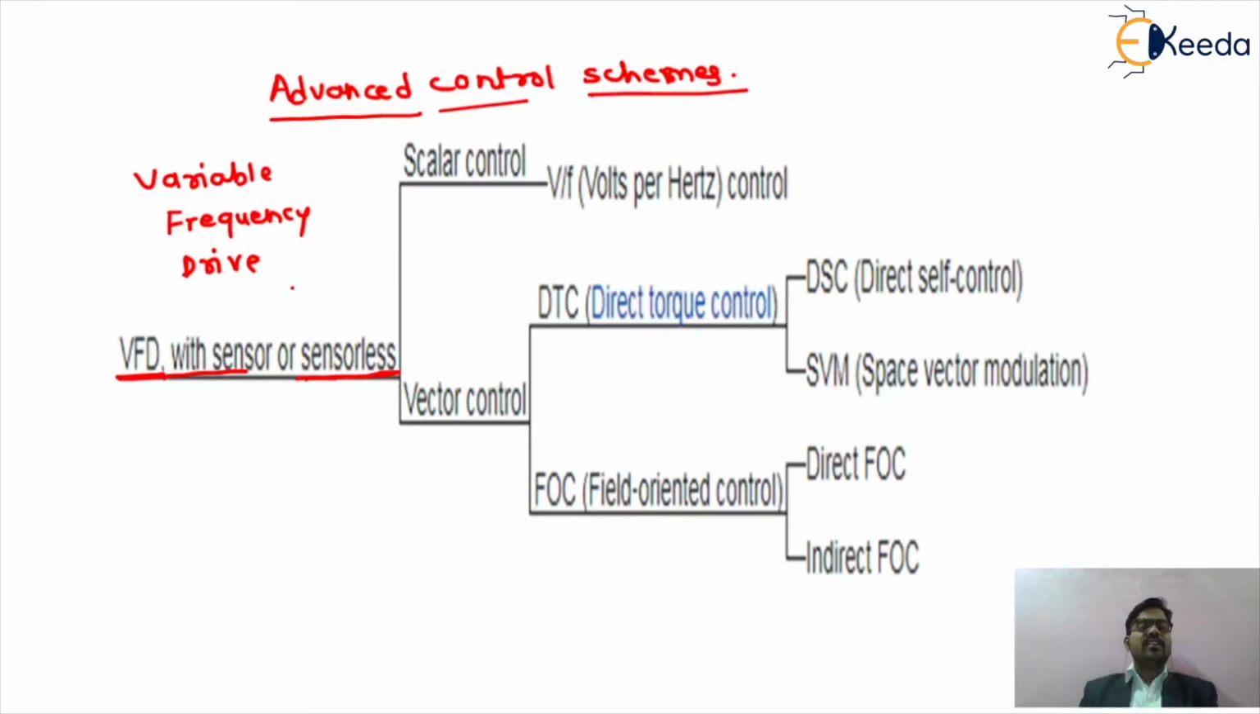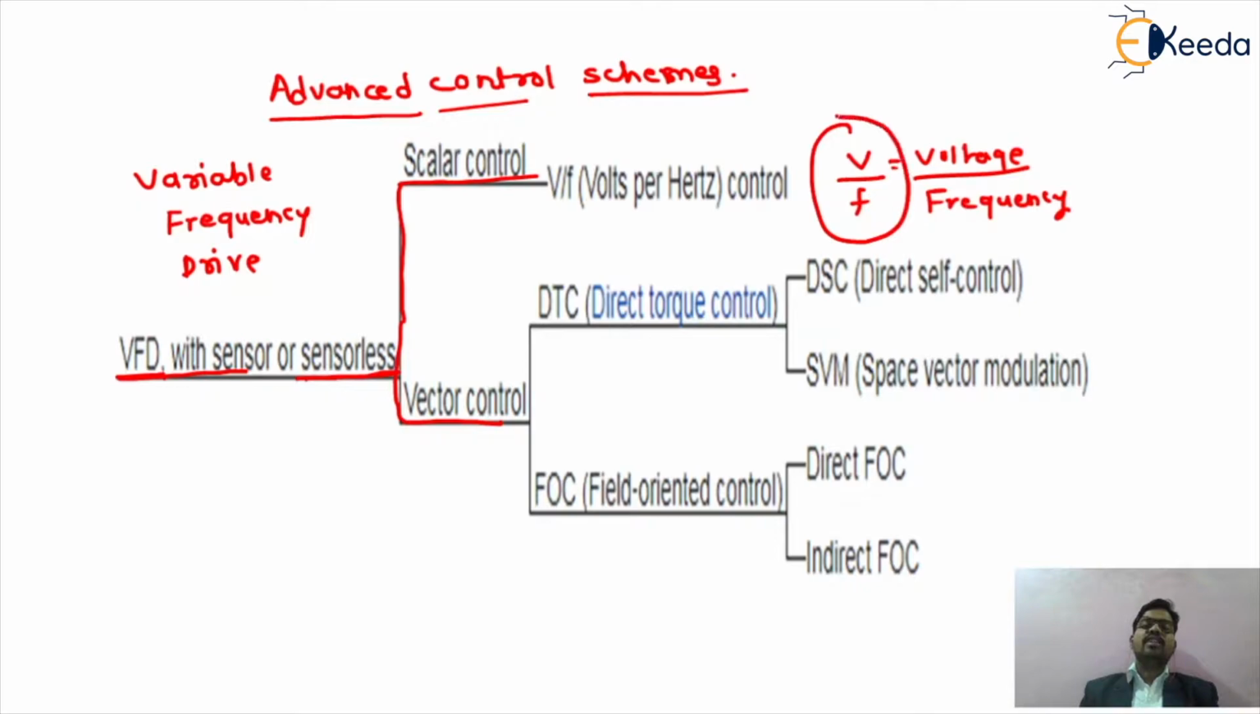For that, the VFD speed control technique is divided into two parts. The first part is called scalar control, one of the advanced control schemes of electrical drives. In scalar control, we maintain the ratio V by F, where V is voltage and F is frequency. If we want the flux to be constant, we keep the V by F ratio constant. This is the simple fundamental thing in which we control the V by F ratio, that is, voltage per hertz.